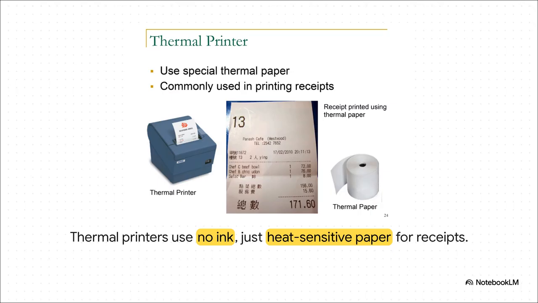And our last one is the thermoprinter. This one's really cool. It doesn't use any ink at all. Instead, it prints on special heat-sensitive paper that turns black when it gets hot. This makes them really fast and cheap to run, which is exactly why almost every single receipt you get from a store is printed on one.